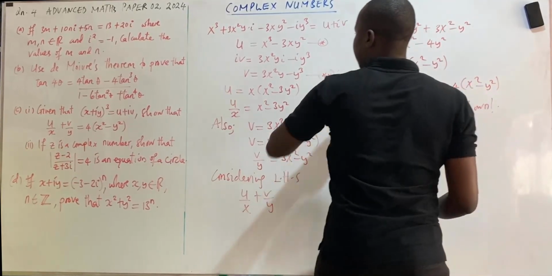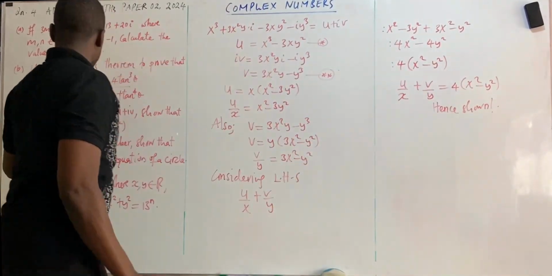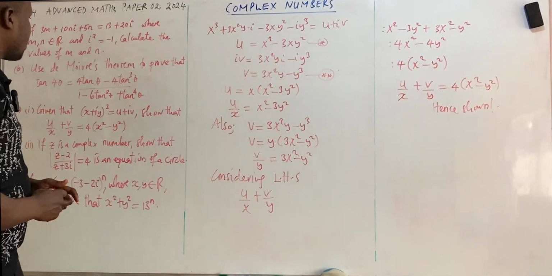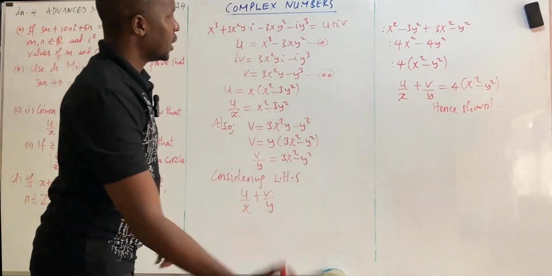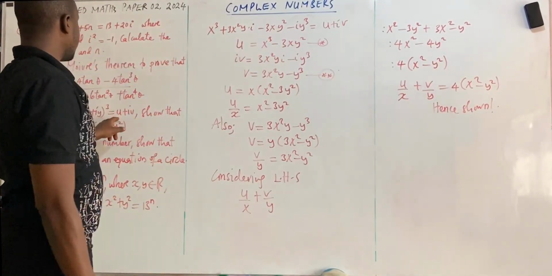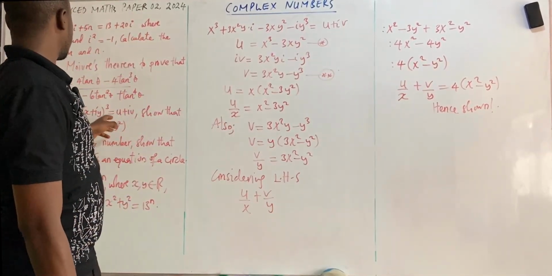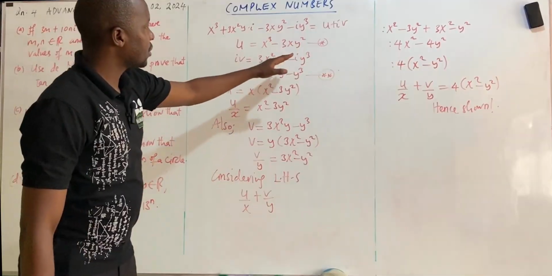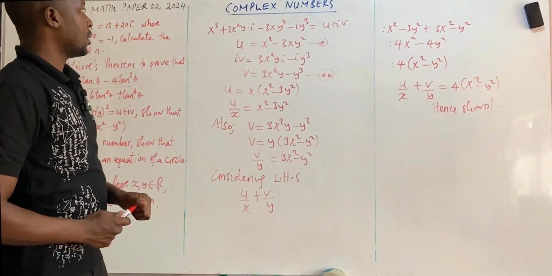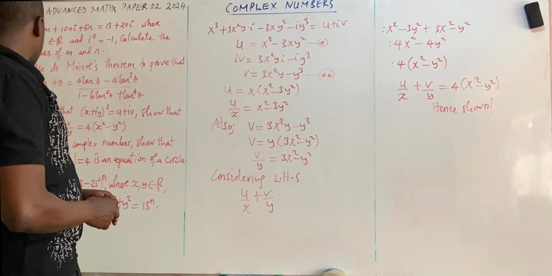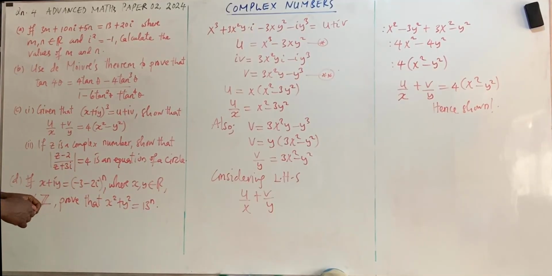Hence shown. But the idea was to expand this complex number. Then you compare imaginary parts and the real parts. Now you come to formulate u over x from those real parts. You come to formulate v over y from those imaginary parts. And up to that point, we've answered Roman 1 of part C. Now let's see Roman 2.